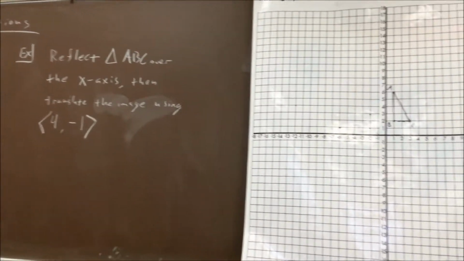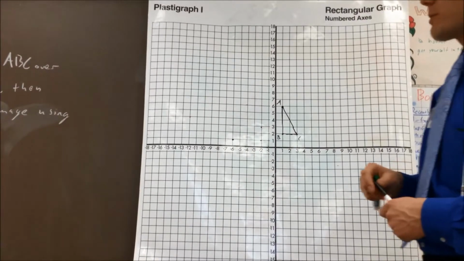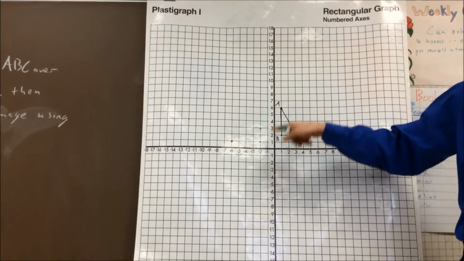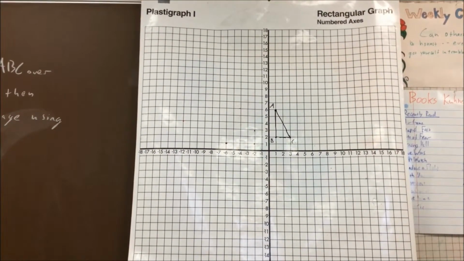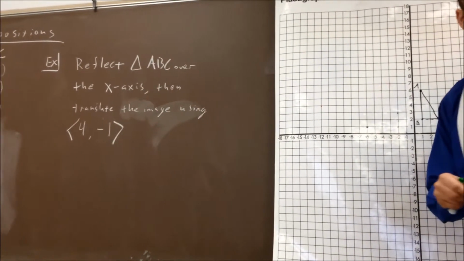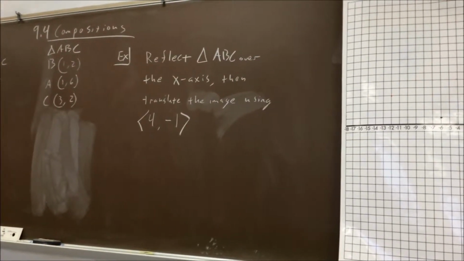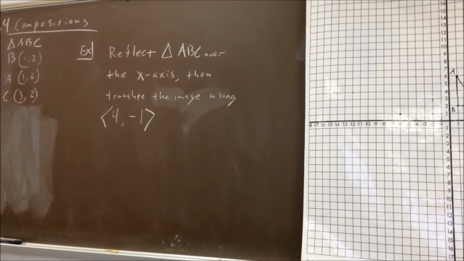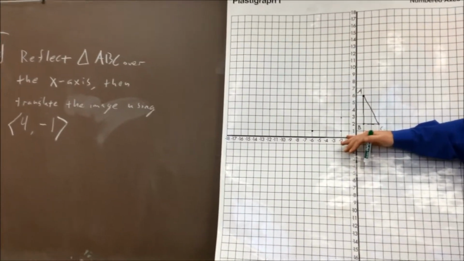You should also have your big idea sheet on your desk here. First thing we're going to do is reflect triangle ABC over the x-axis, and then I want you to translate the image using 4, -1. So if we're going to reflect it over the x-axis, what do we have to do? Well, first, which one's the x-axis? This way. Excellent. So we have to reflect it over this axis.